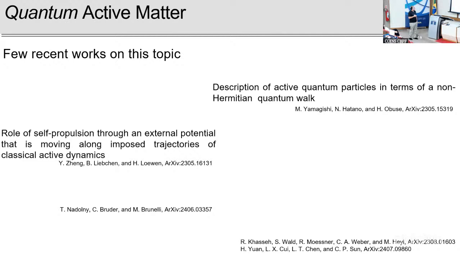There were various models of creating active particles by just having a quantum particle. This is something which was done here: a quantum particle trapped in a potential, but the center of this potential would just be moving randomly, driven by a classical active particle.